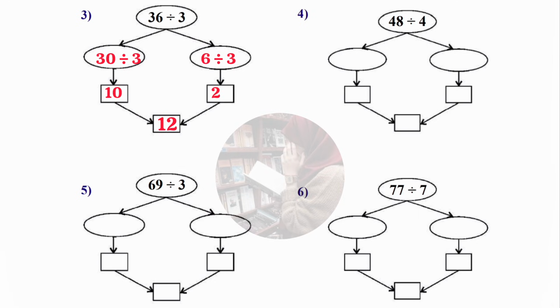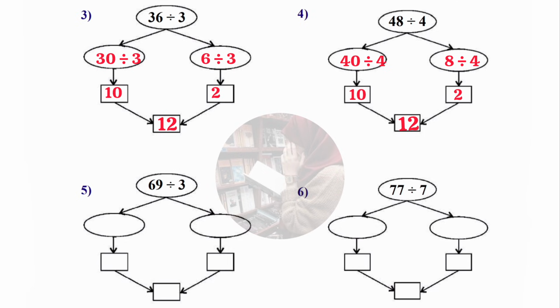Okay, let's see the fourth one, which is 48 divided by 4. So we can write it as 40 divided by 4 plus 8 divided by 4. So 40 divided by 4 is 10, 8 divided by 4 is 2. So 10 plus 2 is again 12. So 12 is the answer.